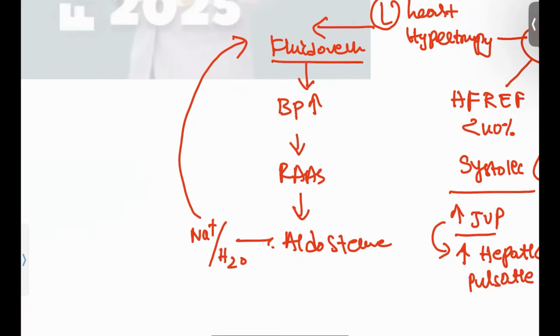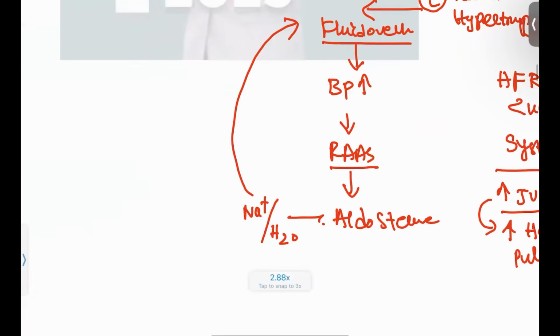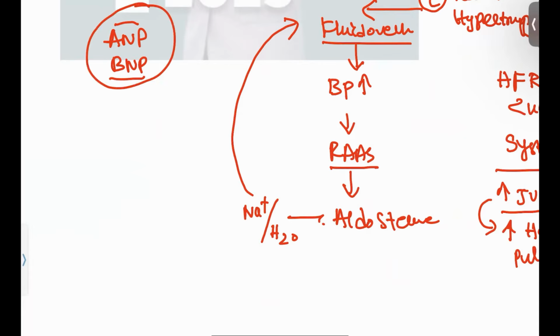Instead of reducing it, you are actually increasing it and worsening the condition of the heart failure. So once this aldosterone is activated, there is a chance ANP or BNP will be released. What are these? These are the natriuretic peptides. So both of these will lead to sodium plus water excretion.